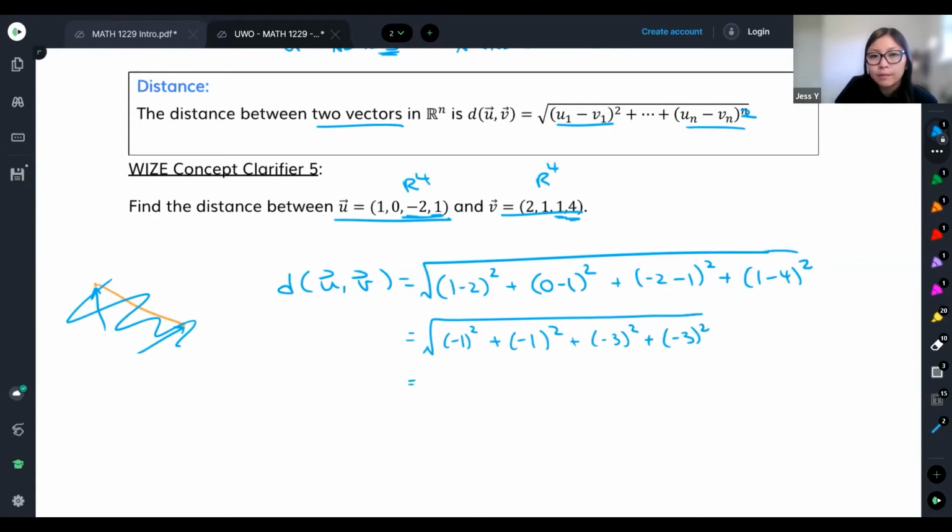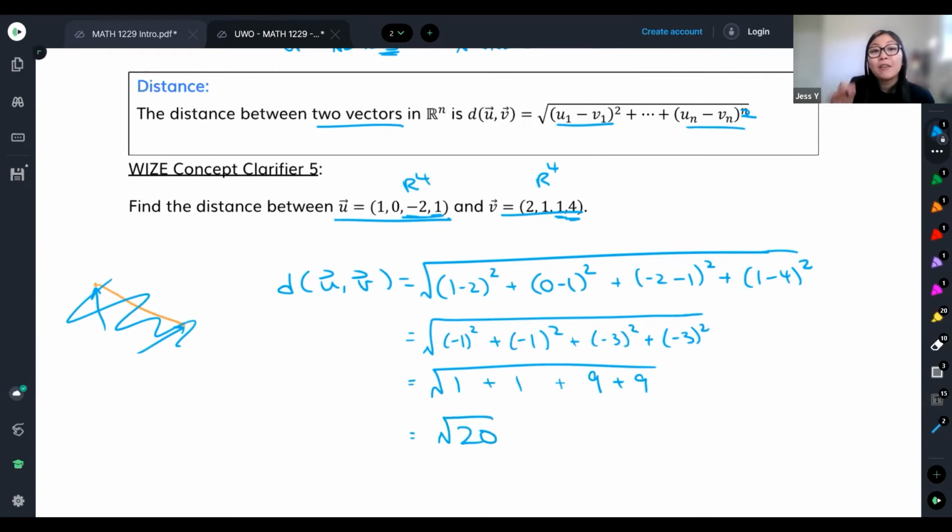Okay. Now, square each one. Remember, it becomes positive when you square them. So negative 1 squared is 1, plus 1, and then negative 3 squared is 9, plus 9. 1 plus 9 is 10, and we're just doing this twice, so 10 plus 10 is 20. So this is the square root of 20.